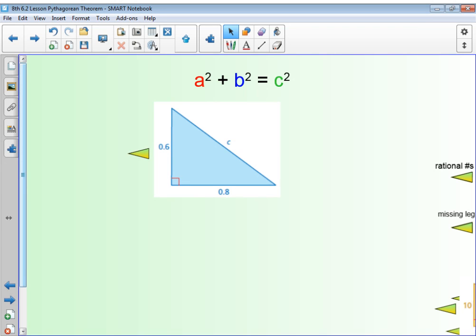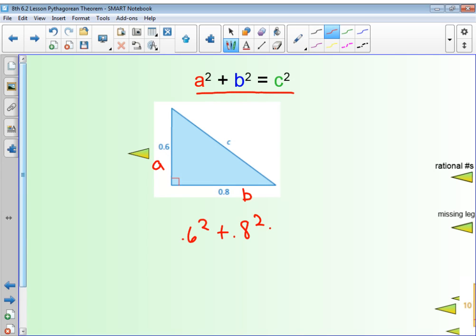So here we're going to go ahead and still use that same process. So A and B, it doesn't matter which one I pick. I'm going to say this is A and this is B. You can reverse those. So I'm going to plug into my equation up here. So 0.6 squared plus 0.8 squared equals C squared. I don't know C. I don't know the hypotenuse. So now I'll go ahead and use my calculator to do these. So 0.6 squared gives me 0.36 plus 0.8 squared is going to give me 0.64 equals C squared.